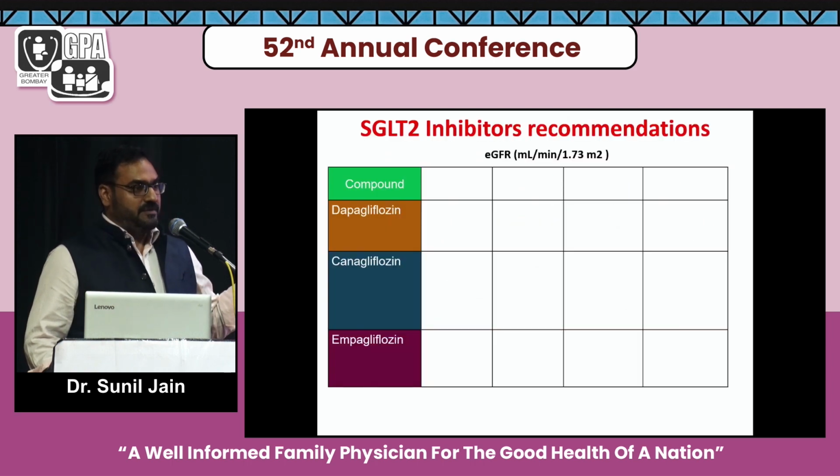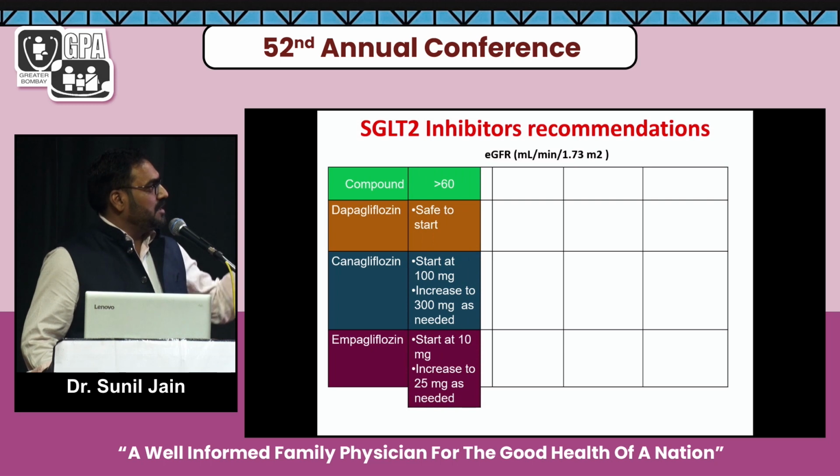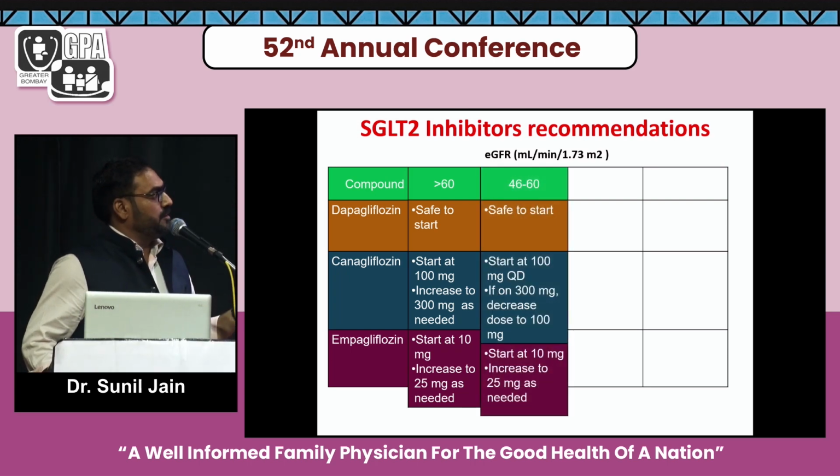Recommendation based on the GFR is an important slide. For more than 60, DAPA is safe. Can start at 100 and increase to 300. EMPA start at 10 and increase to 25. For 40 to 60, DAPA is still safe. CANA is also safe. EMPA start at 10 and increase.